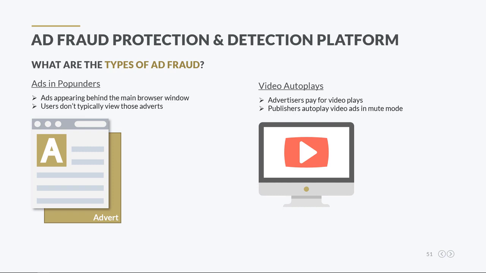Advertisers who run video campaigns typically pay for video plays. Many publisher websites feature autoplay videos in mute mode, which does not require a viewer to click on the video for it to play. It goes without saying that advertisers get charged immediately, whether users have actually watched the video ads or not.